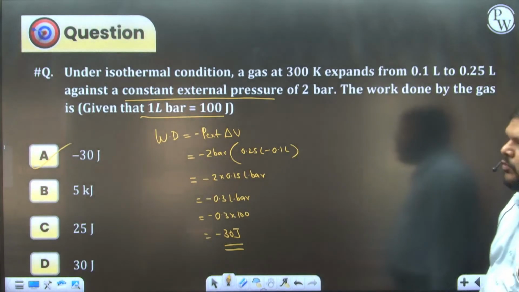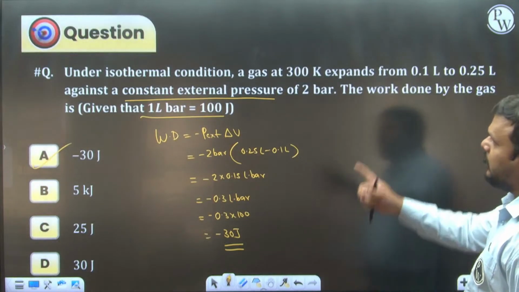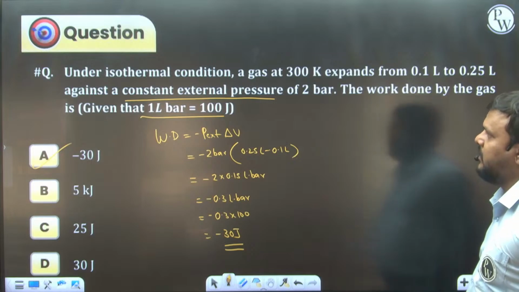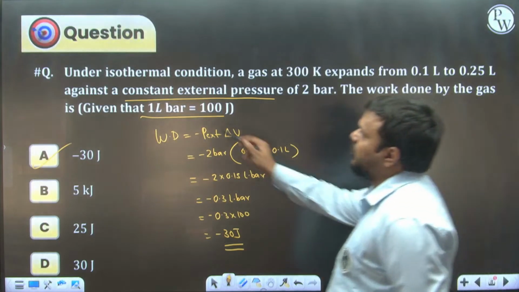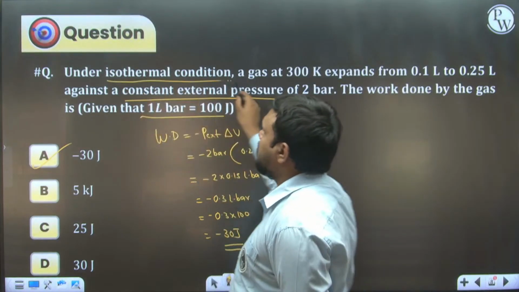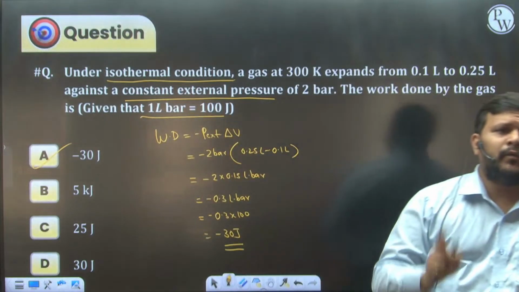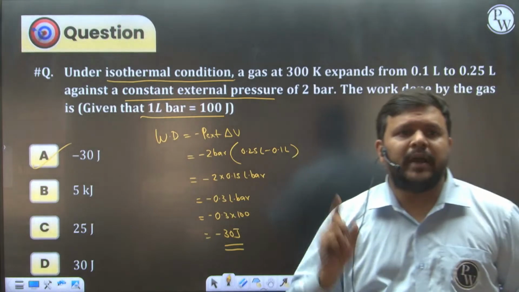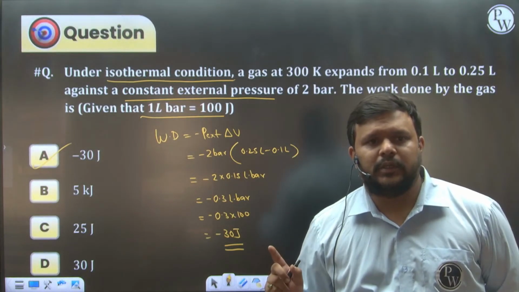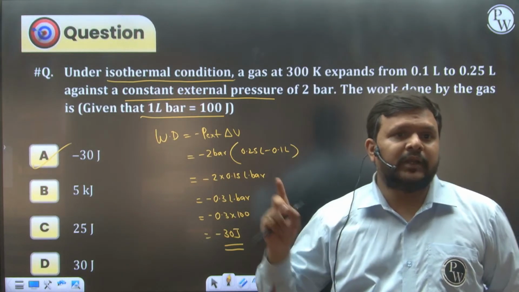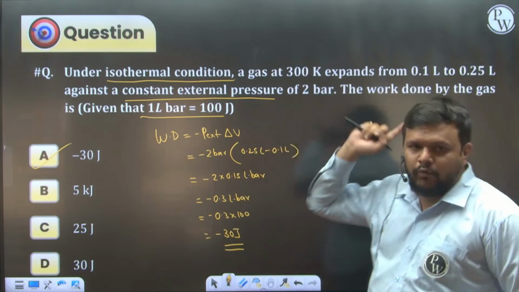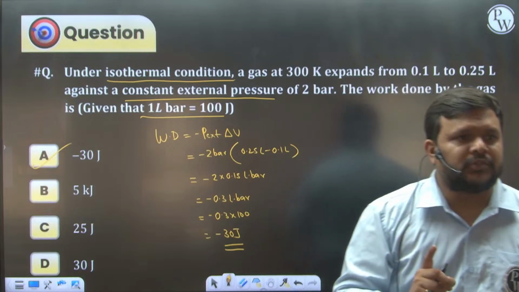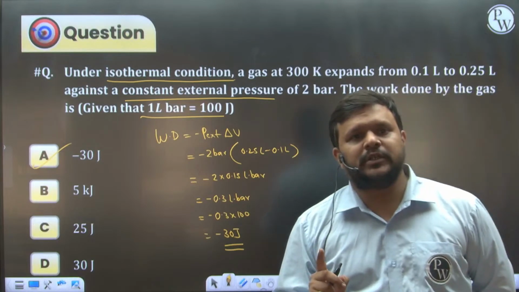This is the PYQ question. You can see that they ask questions from the irreversible process many times. They have mentioned isothermal condition over here, but as I told you, for an irreversible process, the work done is always minus P external delta V. Remember that they will try to confuse you, but you must always remember that the work done for an irreversible process is minus P external delta V.